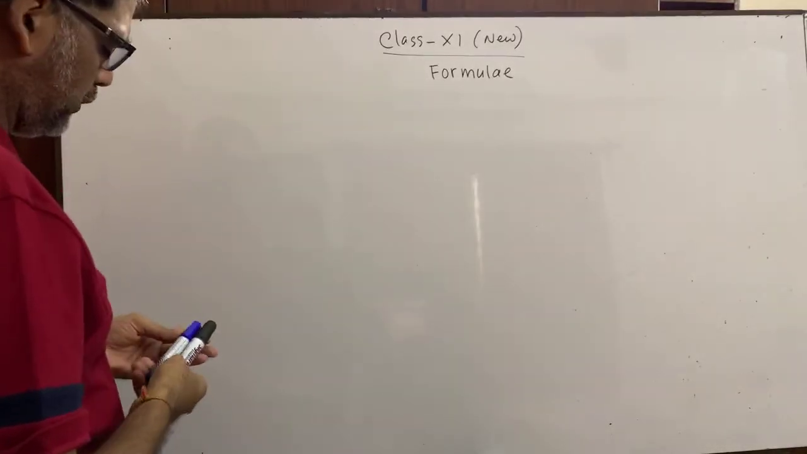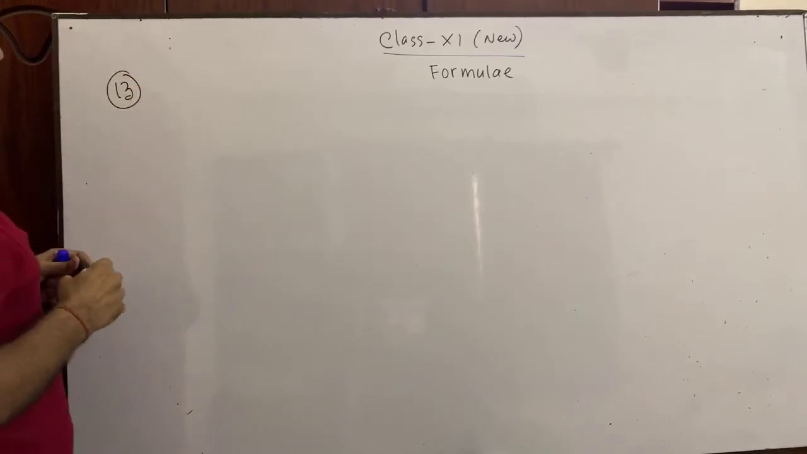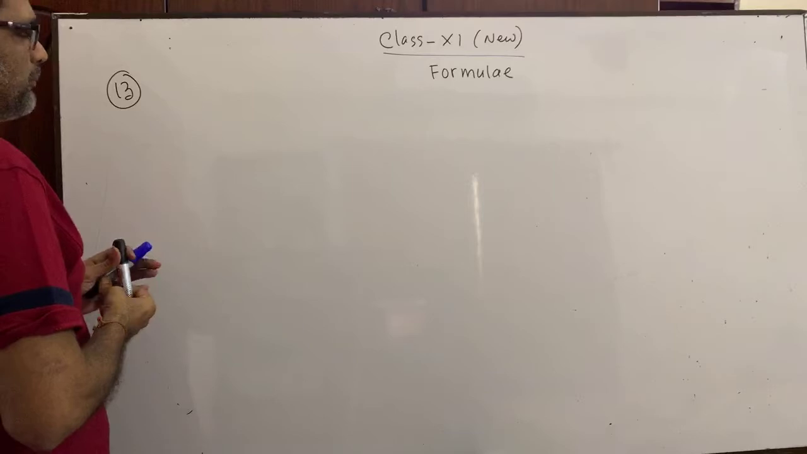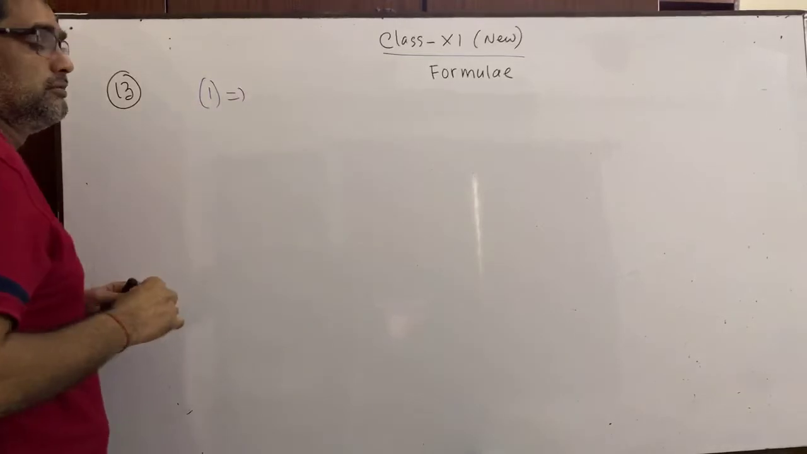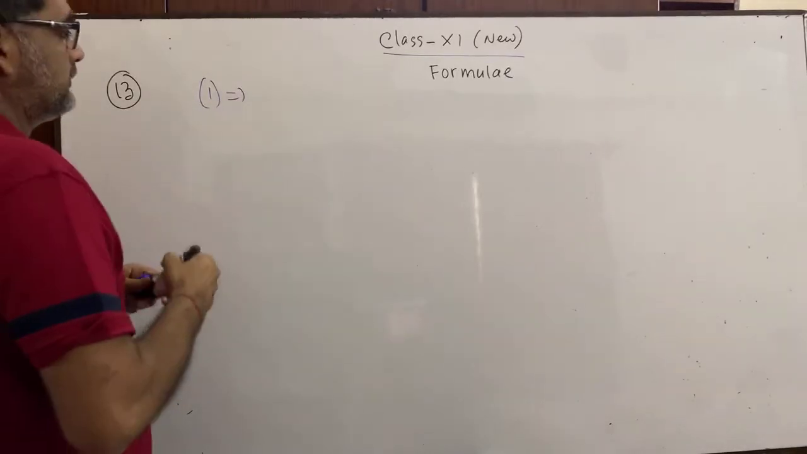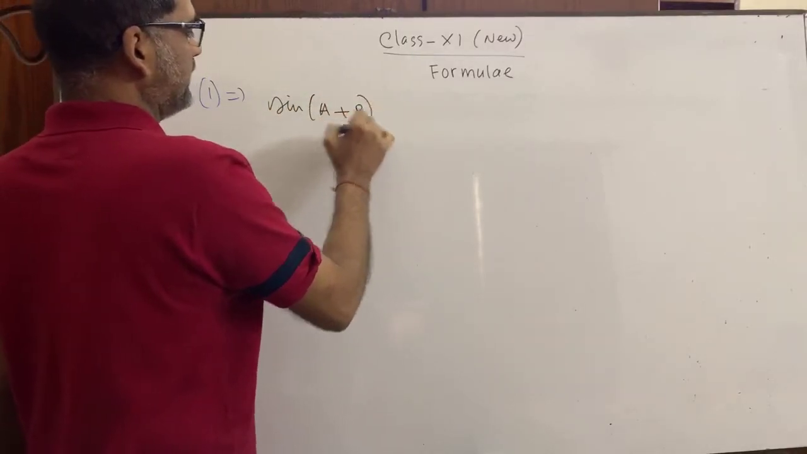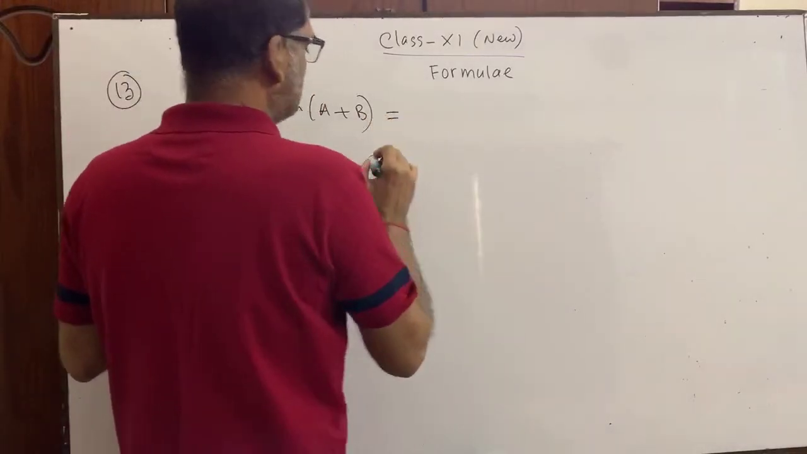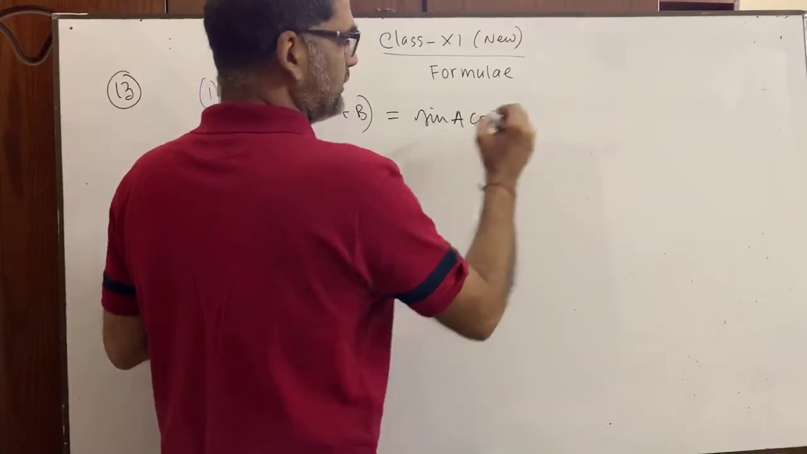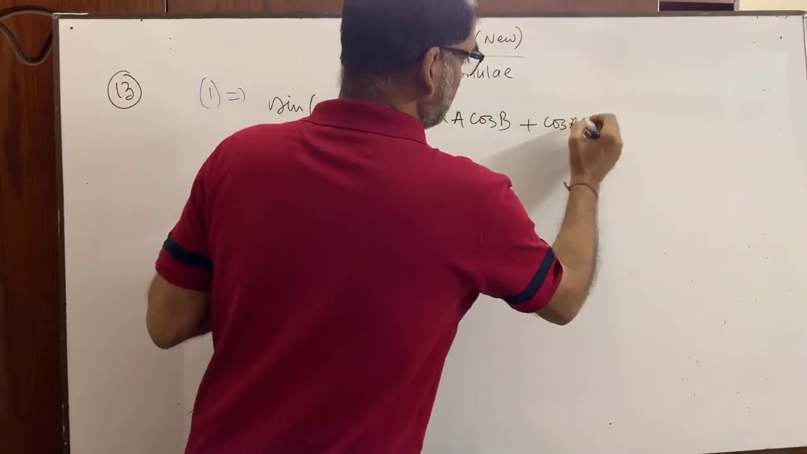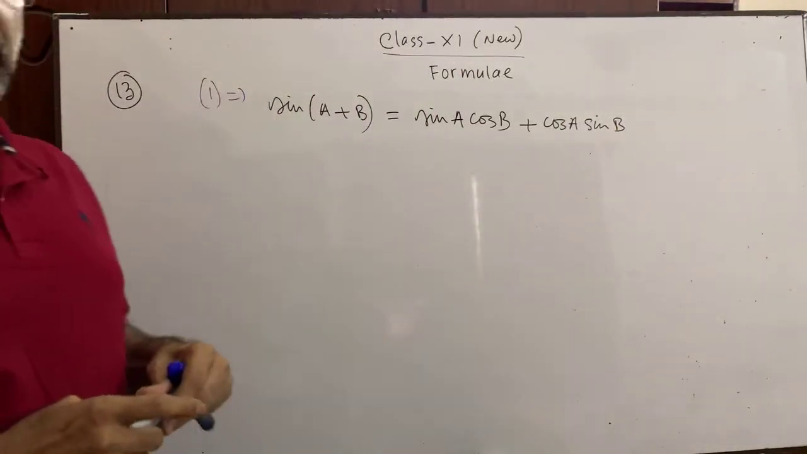Now I am going to formula number 13. What did we get in formula number 1? Can you remember, please? Formula number 1: sine of a plus b is equal to sin a cos b plus cos a sin b. Okay, in formula number 1 we got it, right?